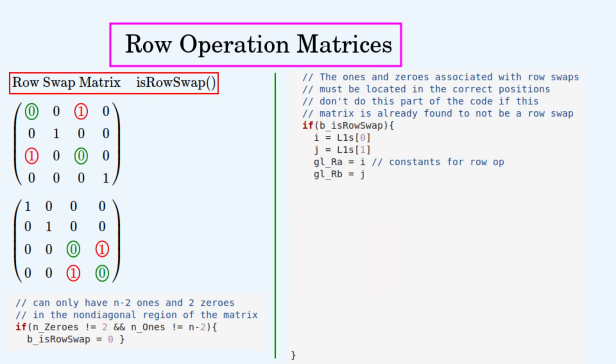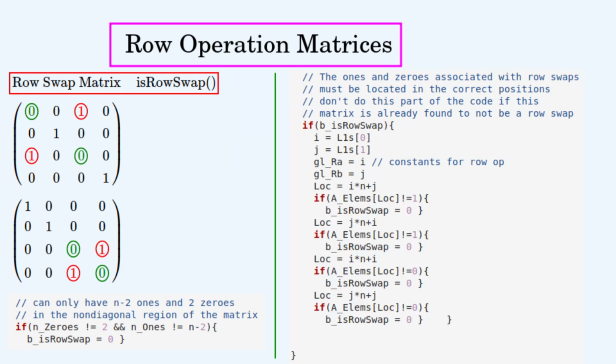So we won't enter this part of the code if the matrix is already found to not be a row swap operation. We'll get these numbers corresponding to where we found the ones and zeros from the array we wrote them into. We'll also pass these numbers onto the global row variables so we can reconstruct what the row swap operation was, that is, which rows were swapped. We'll check to see whether these ones and zeros are in the correct locations to create a row swap matrix. And finally, we'll return the Boolean variable saying whether or not this matrix is a row swap operation.